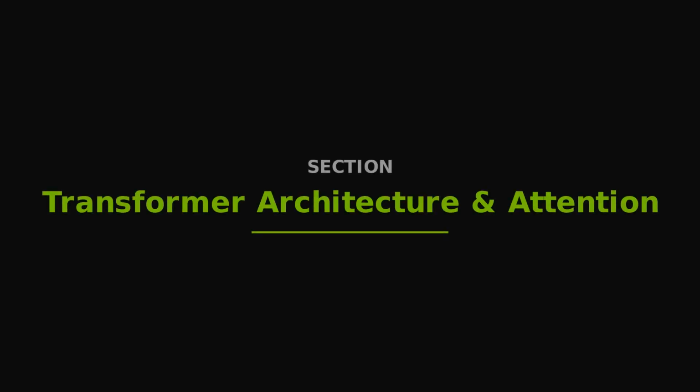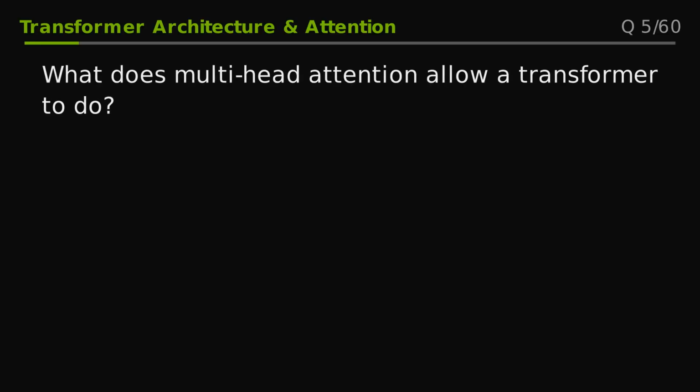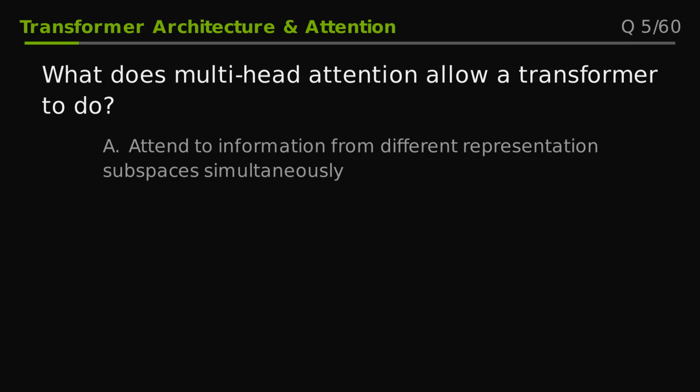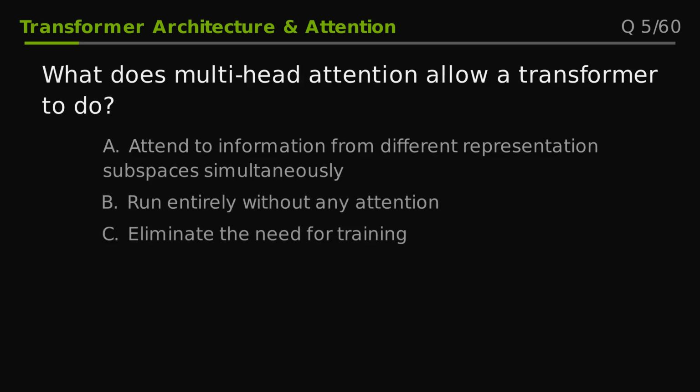Next section. Transformer architecture and attention. Question 5. What does multi-head attention allow a transformer to do? Option A. Attend to information from different representation subspaces simultaneously. Option B. Run entirely without any attention. Option C. Eliminate the need for training. Option D. Reduce the vocabulary to one token.